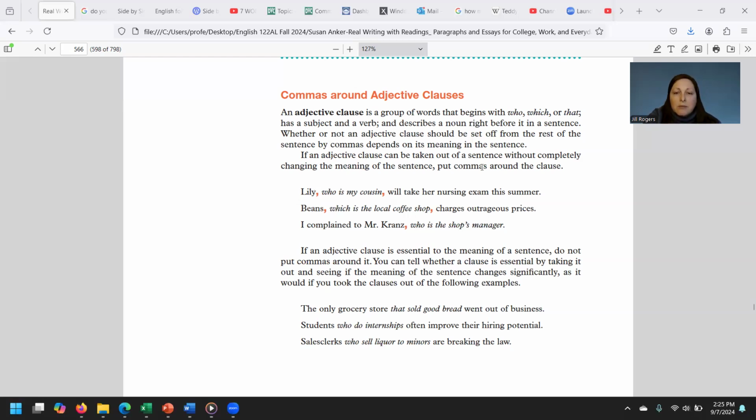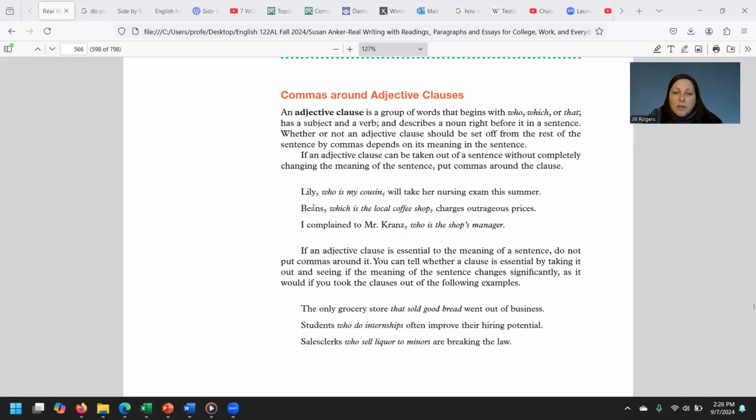Okay, if an adjective clause can be taken out of a sentence without completely changing the meaning, we put commas around it. That's called non-essential. So when it's non-essential to the meaning of the sentence, you put commas around it. Take a look: Lily, who will take her nursing exam this summer. Lily will take her nursing exam this summer. That makes sense. We understand the sentence. This is just extra information. It starts with who, right?